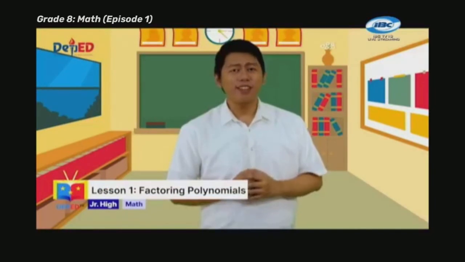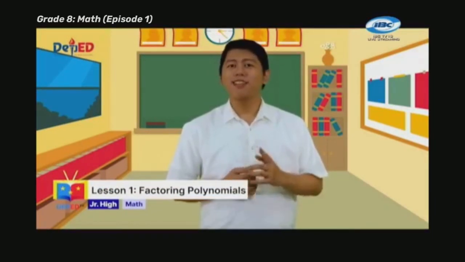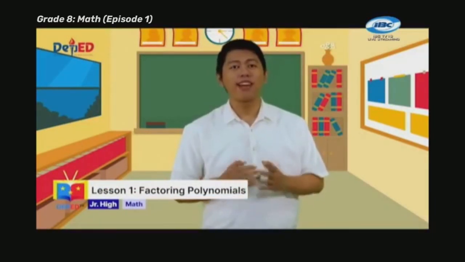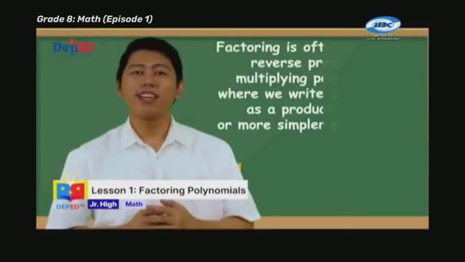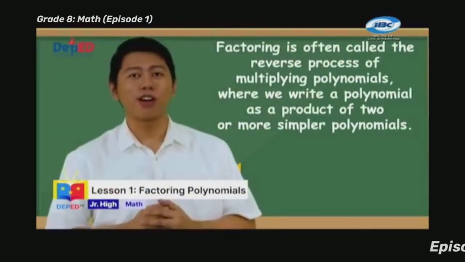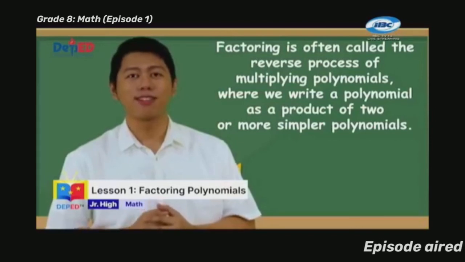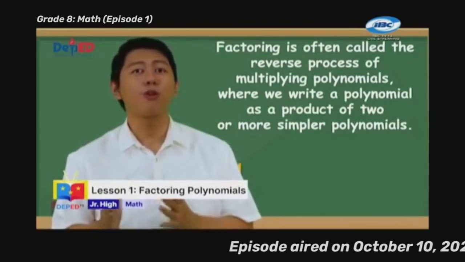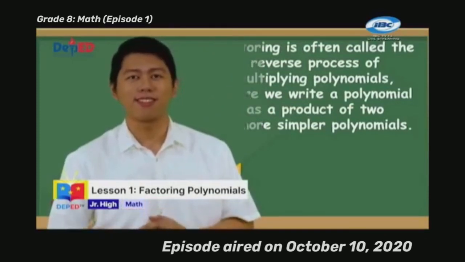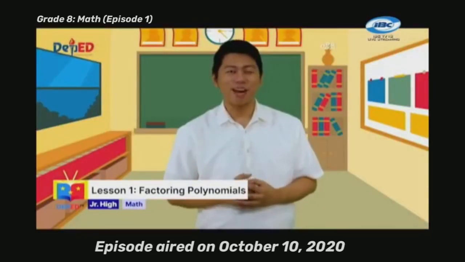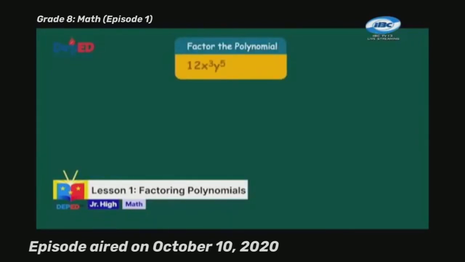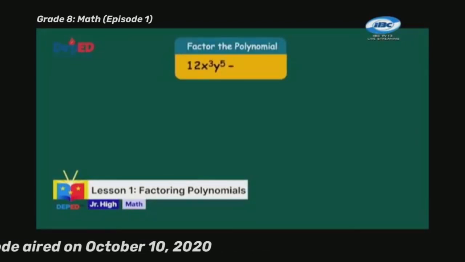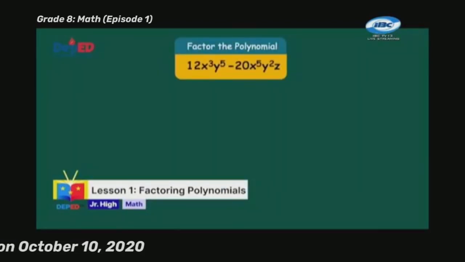Remember that getting the greatest common monomial factor is different from writing a polynomial in its factored form. Factoring is often called the reverse process of multiplying polynomials, where we write a polynomial as a product of two or more simpler polynomials. Now, let us try this example. Write 12x cubed y raised to 5 minus 20x raised to 5 y squared z in complete factored form.